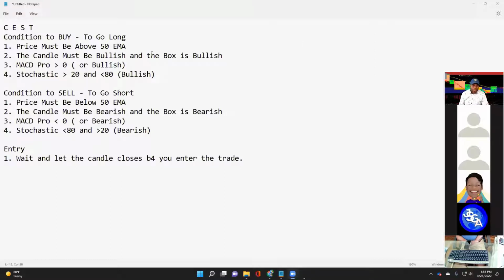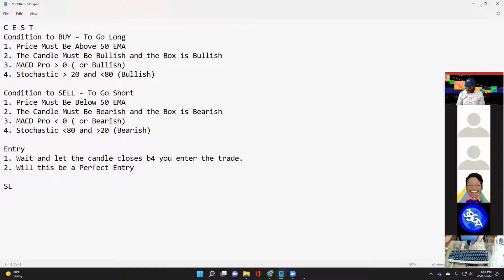Then ask yourself another question: is this a perfect entry? I've explained what I mean by perfect entry. The 50 EMA, your candle and that point of entry, you will see it will align. It's like they are overlapping each other. Once you have that, you ask that question and you are okay, then you go to your stop loss.